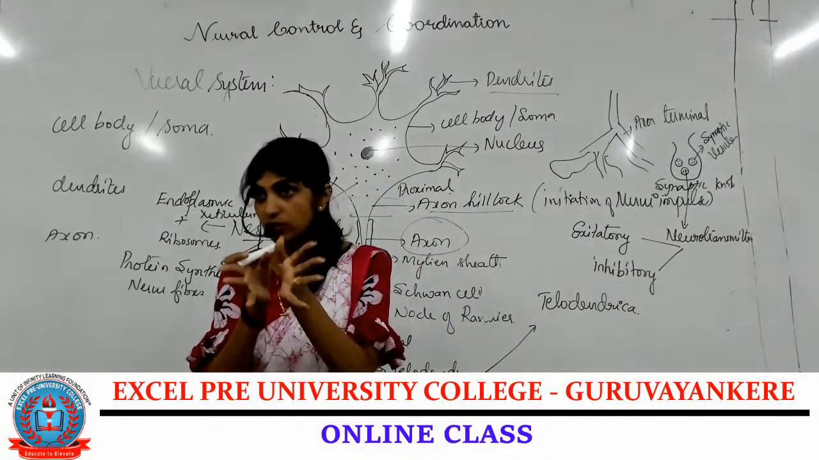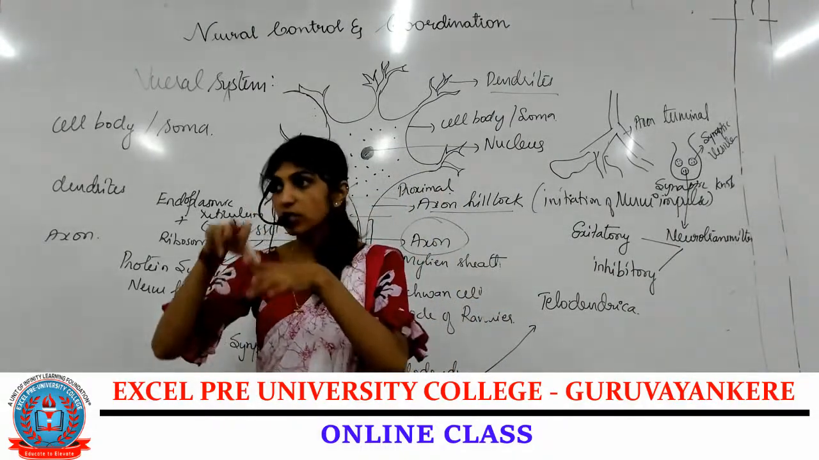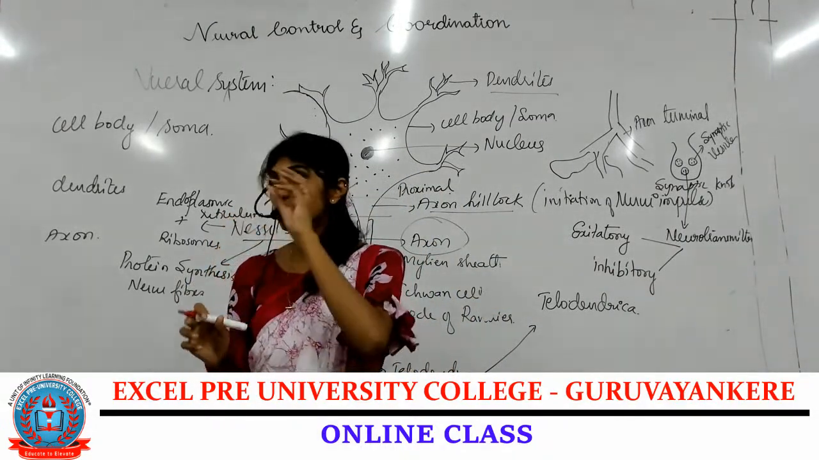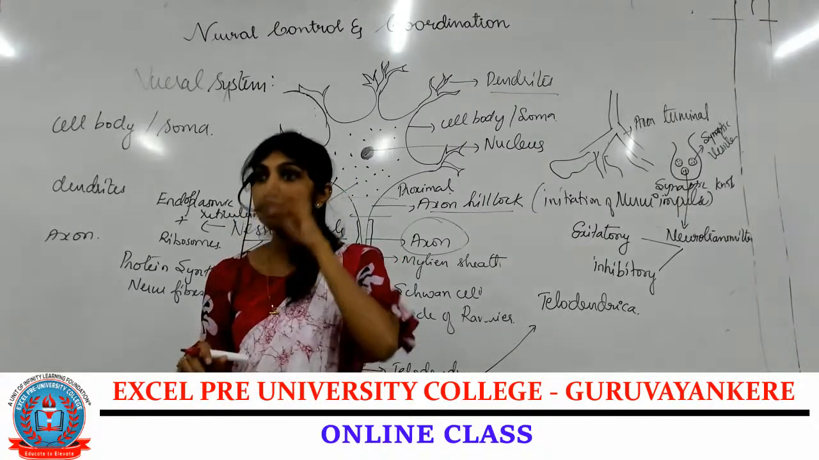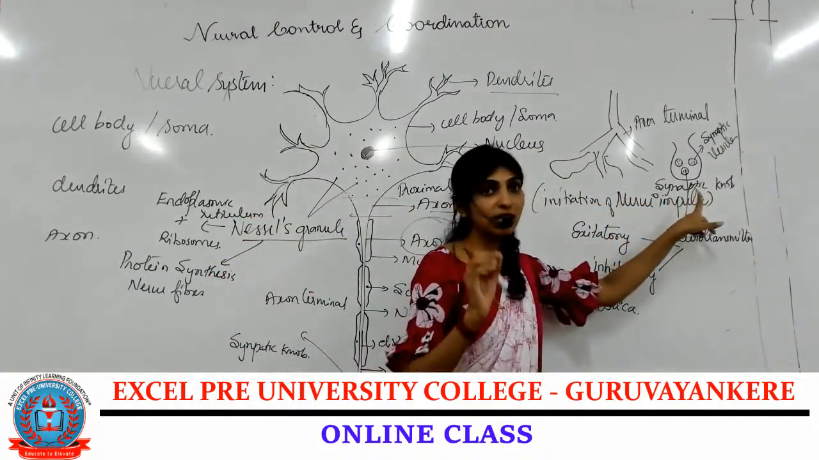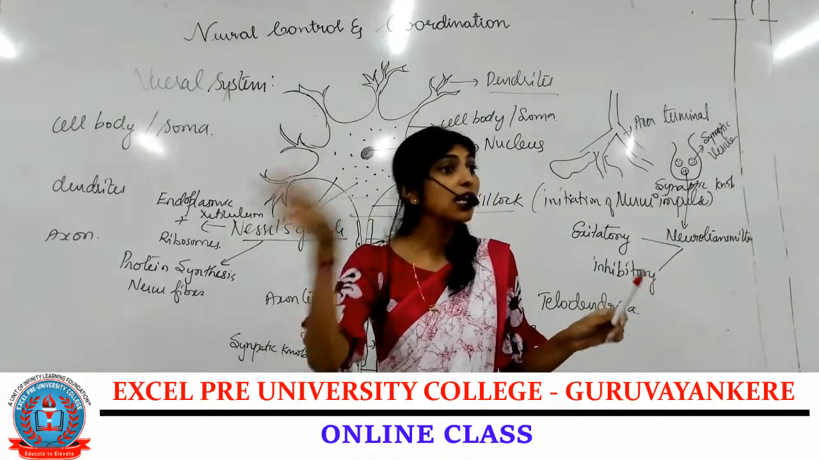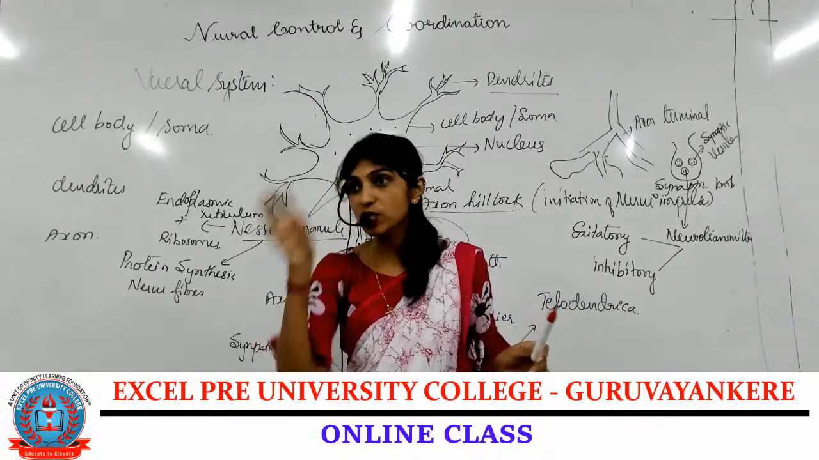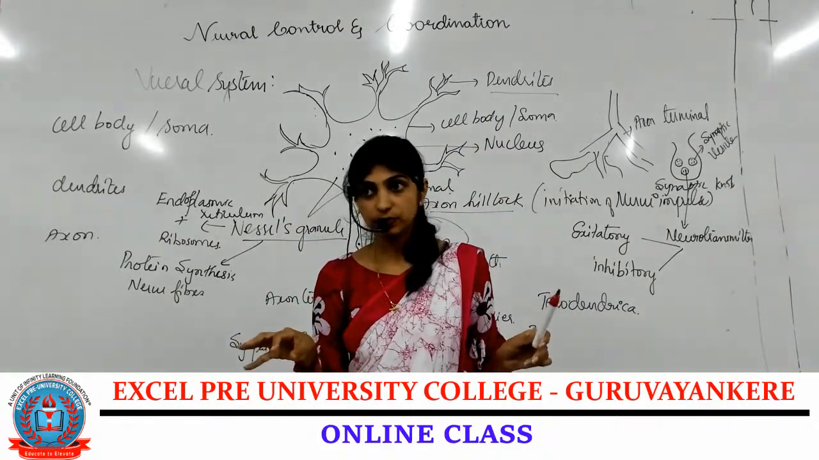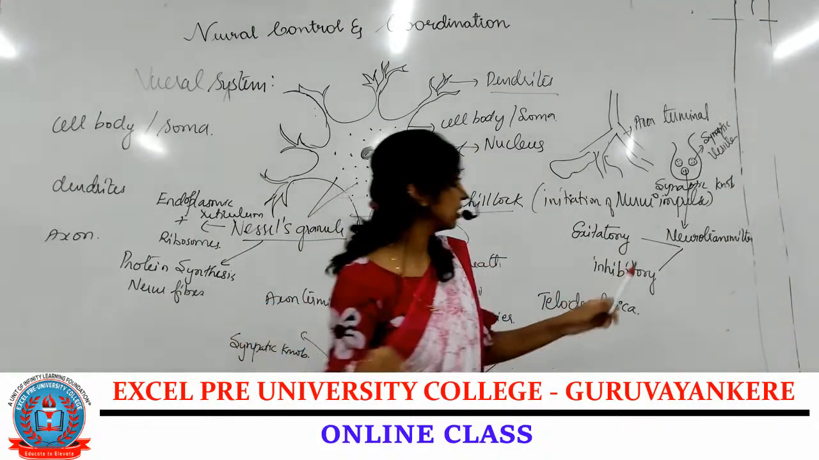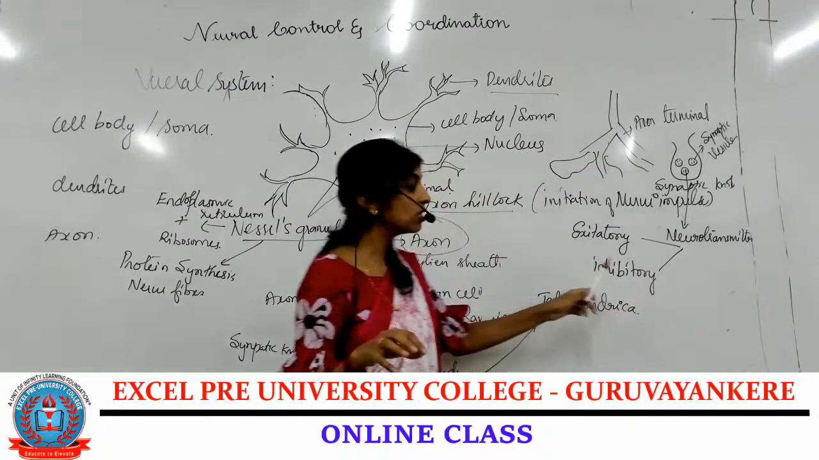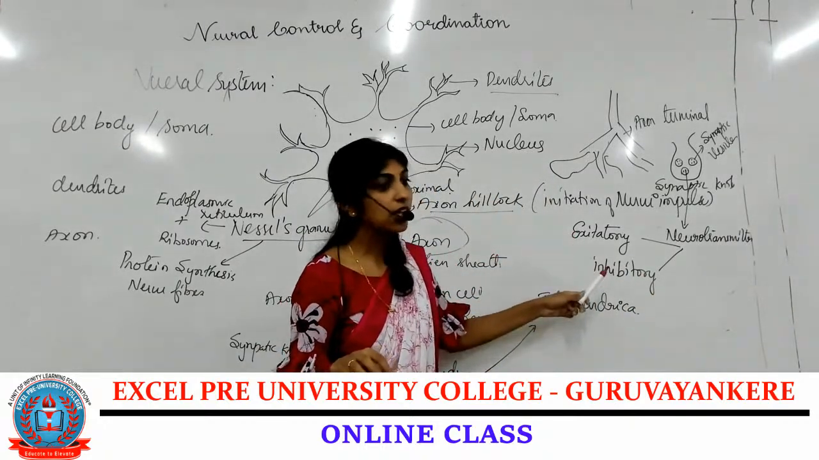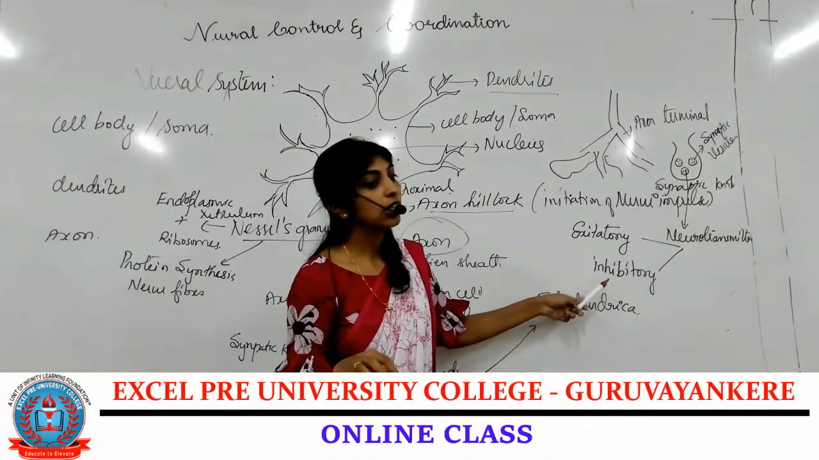At the end of the axon terminal there is a synaptic knob. The synaptic knob consists of synaptic vesicles. Inside the synaptic vesicles they have neurotransmitters. They are the chemicals which help in transmitting the signals. There are two types of neurotransmitters: one is excitatory and one more is inhibitory.